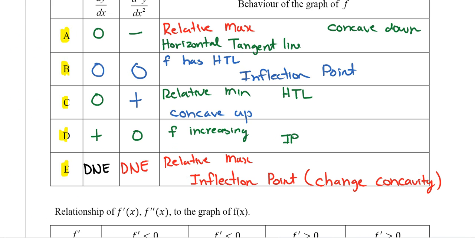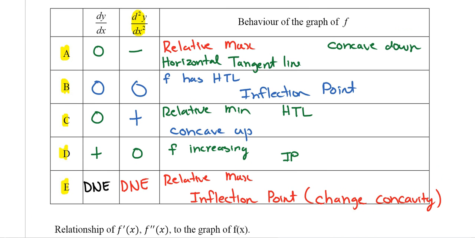Okay. So one thing that you may recognize is that whenever you have a 0 value for your second derivative, you will always have an inflection point. And it's also possible that you can have an inflection point when the second derivative does not exist. So if you do change concavity, that also means you have an inflection point. Okay, let's move on now.